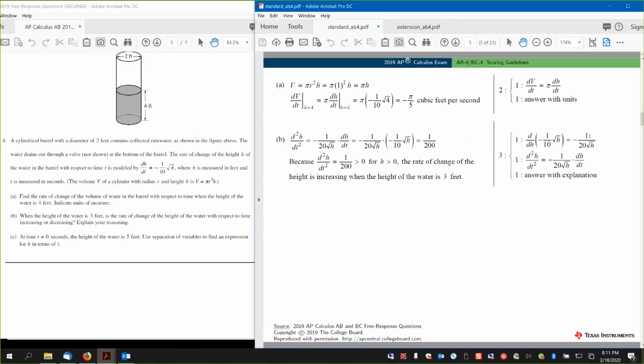And then the second point was related to the chain rule. It was a chain rule point. For finding d squared h over dt squared, we need to multiply by the derivative of h with respect to t. So it's for including this expression right here at the end of this second derivative. And then finally, the third point was for the correct answer with a suitable explanation.